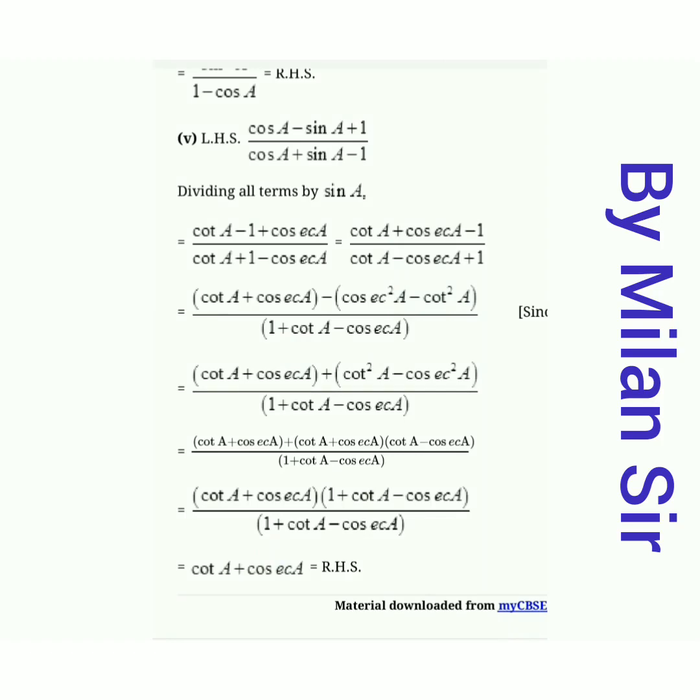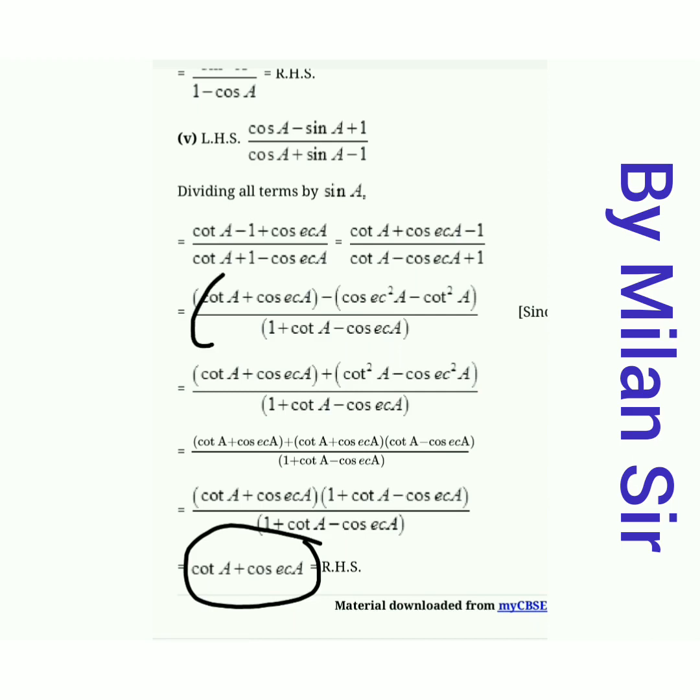Question number 5. (cos A minus sin A plus 1) divided by (cos A plus sin A minus 1) equals the right hand side, cot A plus cosec A. Again we are going from left hand side to right hand side. Now in the right hand side what we want? Cot A plus cosec A. What is the formula of cot A and cosec A?